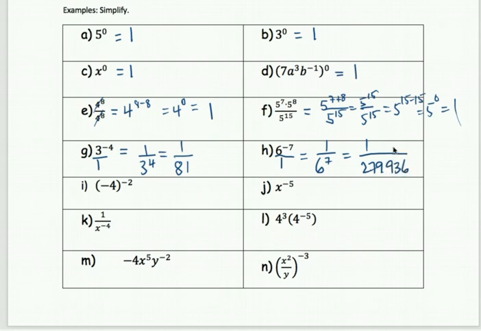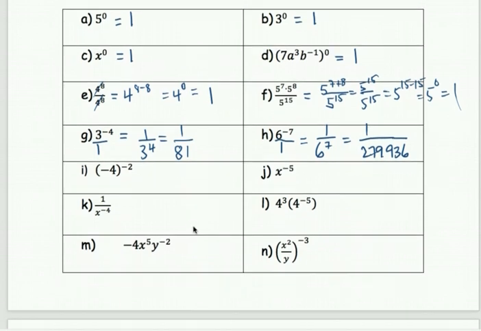Okay, there we go. And then just leave it as a fraction. All right, here is one where you're so used to seeing a negative that you think you've got to fix it. You should only do that if it's the exponent, okay?